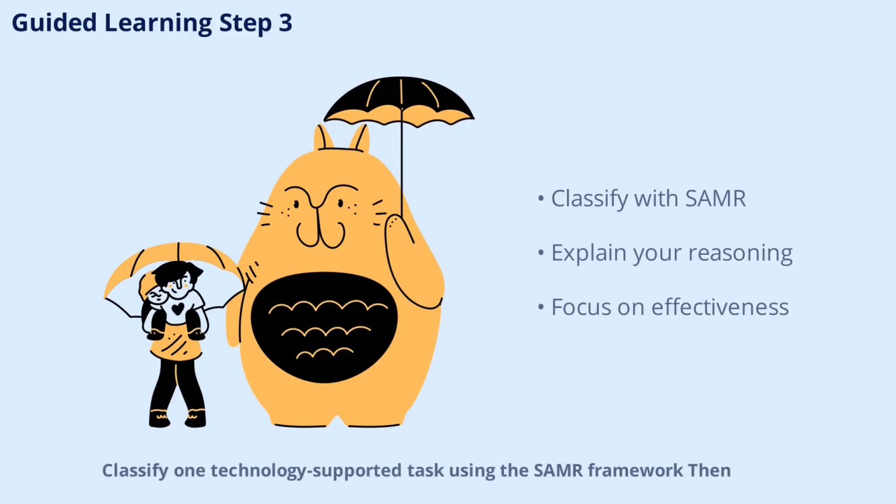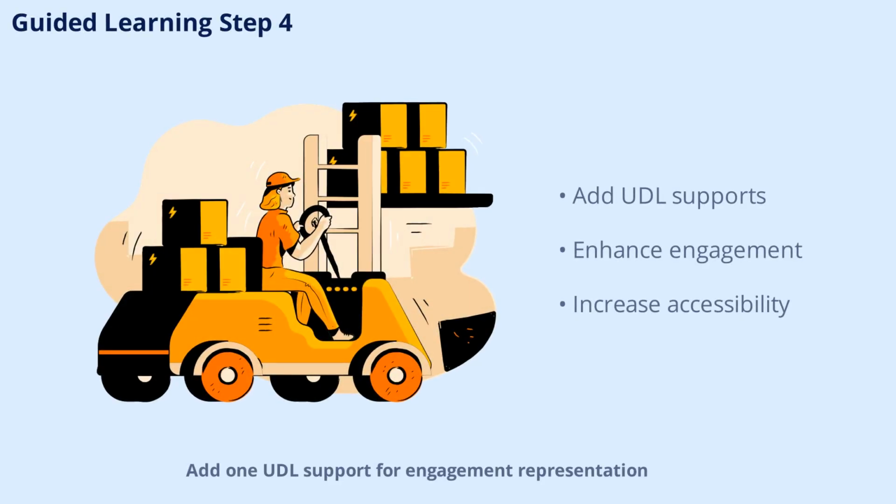Classify one technology-supported task using the SAMR framework. Then, explain why the category you chose is not a quality score. This reflection helps you focus on the purpose and effectiveness of your technology use, rather than just aiming for higher SAMR levels. Add one UDL support for engagement, representation, and action or expression to your lesson plan.